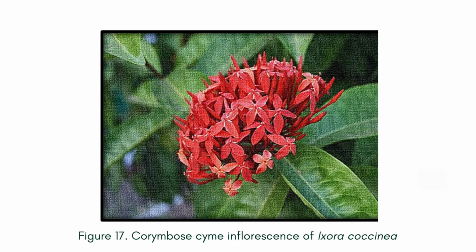Lastly, Figure 17 portrays the corymbose cyme inflorescence of a sampaguita flower. A corymb pertains to a raceme indeterminate inflorescence where the pedicels of the lower flowers are longer than those of the upper flowers, so that the inflorescence has a flat-topped appearance overall.